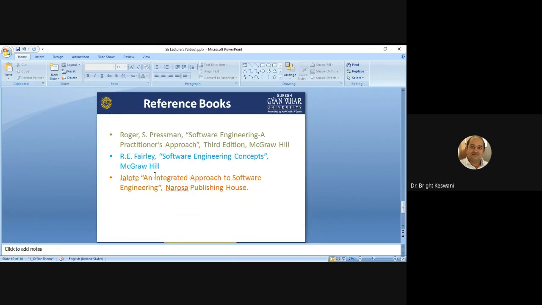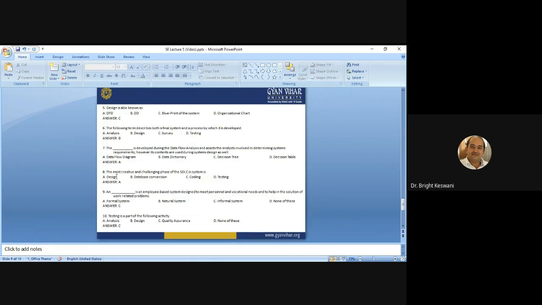Okay. The next question is, the most creative and challenging phase of SDLC is the design. So the most creative and challenging phase of the SDLC is the design phase. And dash is an employee-based system designed to meet personal or vocational needs and to help in the solution of work-related problems.